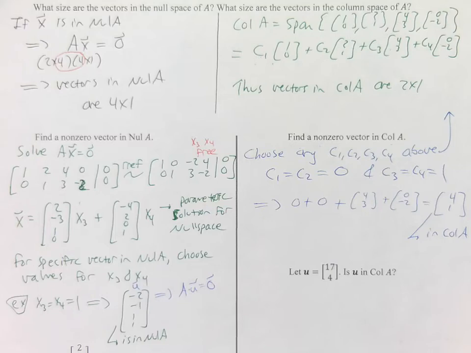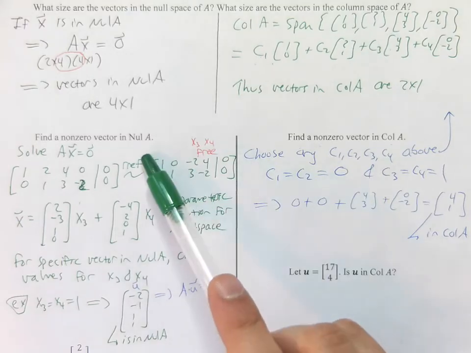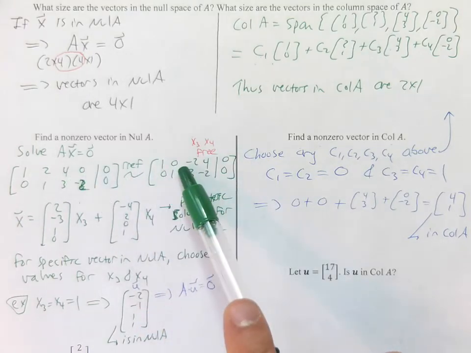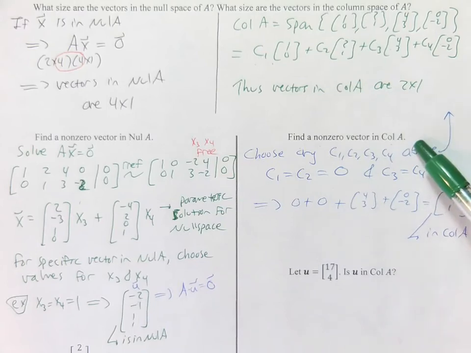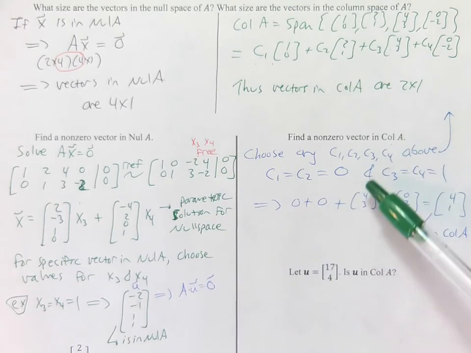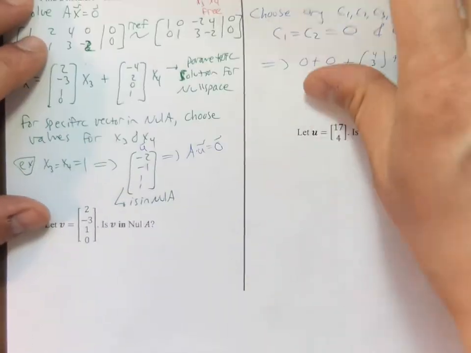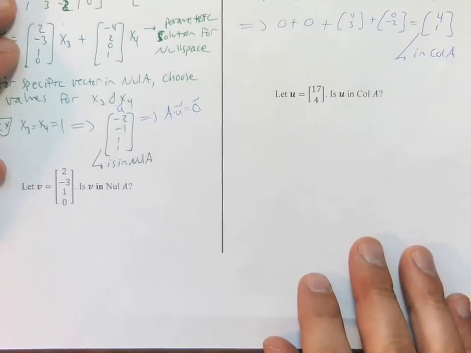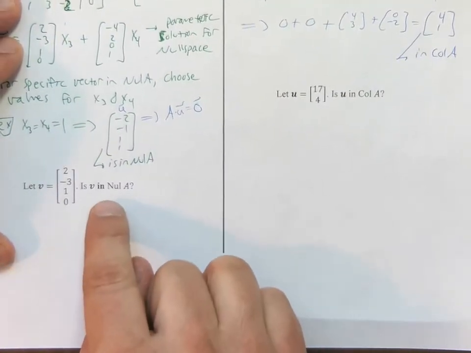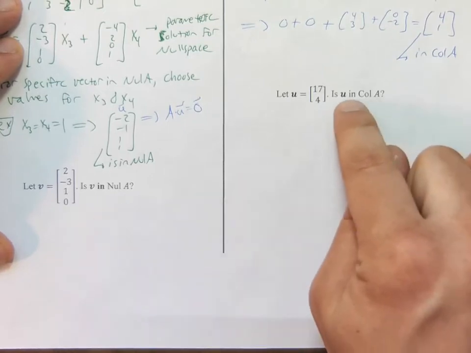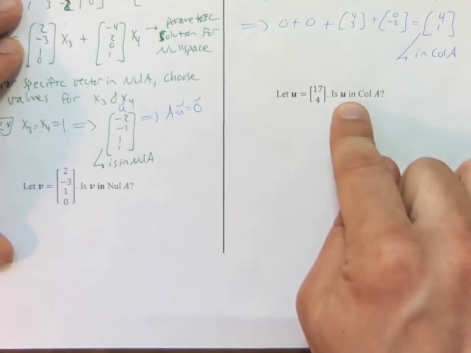Okay, so finding something in the null space is a little bit more challenging because you have to solve a system. Finding something in the column space is pretty easy because you just have to add together some combination of the columns. The difficulty switches when you want to see whether or not something is in the space. So for the last problems, it's easy to show something's in the null space. It takes a little more work to show something's in the column space.